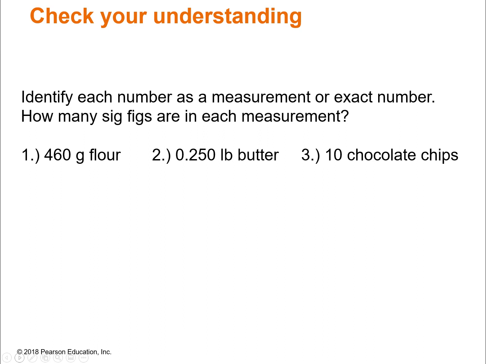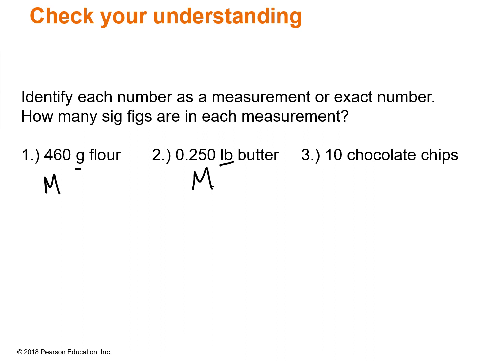So now we have to identify each number as a measurement or exact number. And if it's a measurement, we need to say how many sig figs there are. So in this first one, we've got 460 grams of flour. I see grams. That's what that G is. That tells me it's a measurement. I'm going to put an M. 0.250 pounds of butter. That's what the LB is. Again, we've got a unit here, pounds. That is a weight.